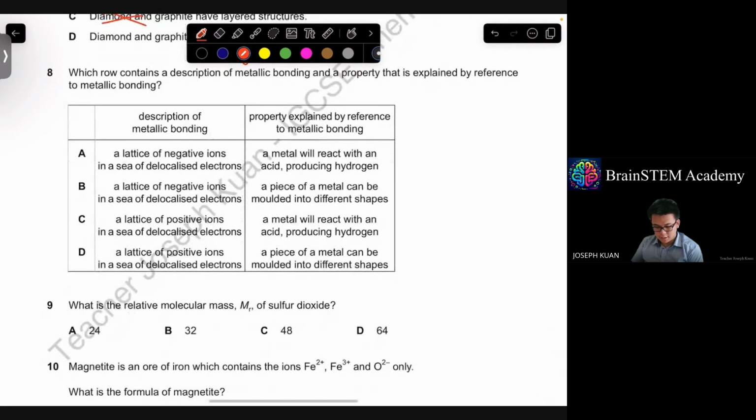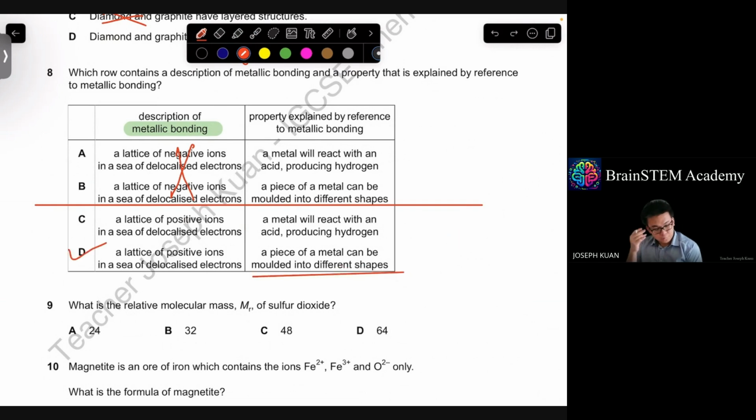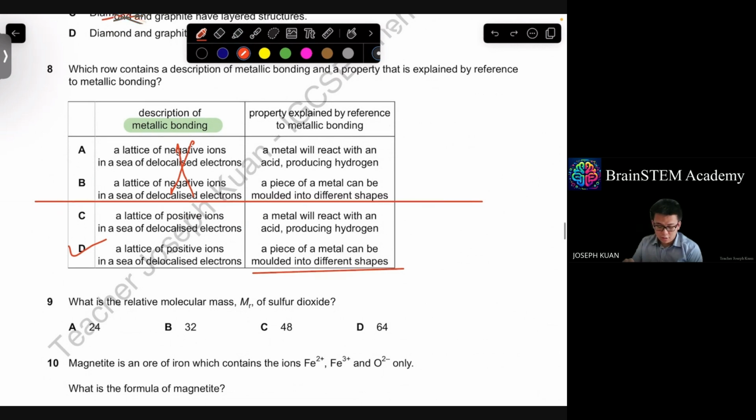Which row contains a description of metallic bonding and a property that is explained by reference to metallic bonding? Metallic bonding is actually a lattice of positive ions in a sea of delocalized electrons. And metallic bonding explains how metals have high melting points and can be molded into different shapes, as the layers can slide over each other. So the answer is D now too.